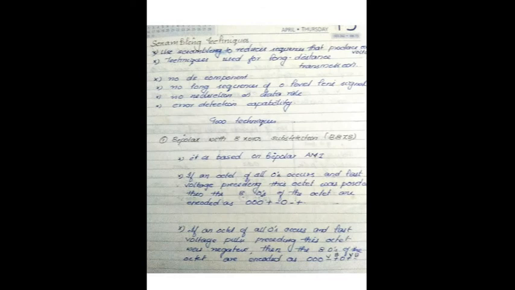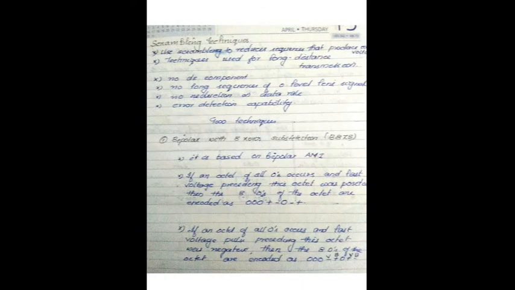Here we are using two types of techniques. First one is bipolar with 8-zero substitution, otherwise called B8ZS, and the second one is high density bipolar 3-zero, HDB3. Both these techniques are based on the bipolar AMI that we have studied. There are two conditions for both of these schemes.